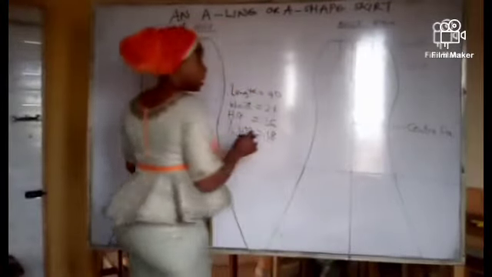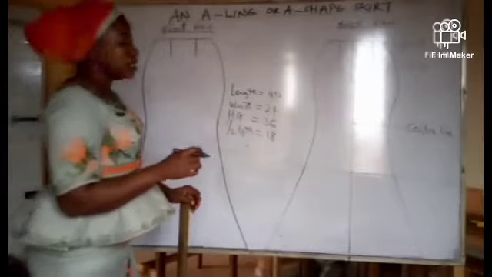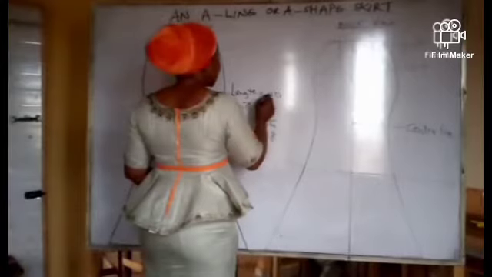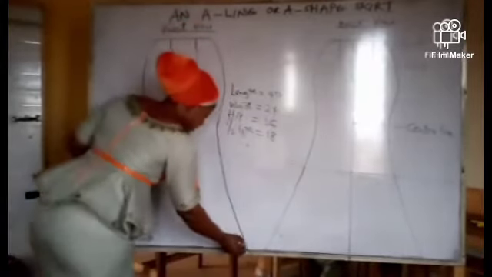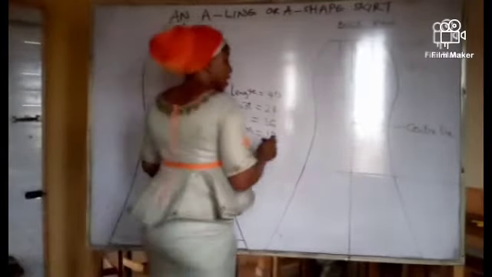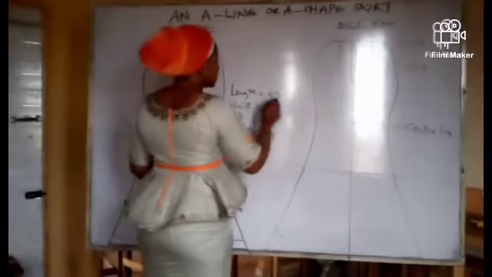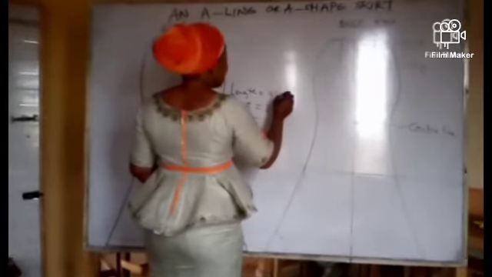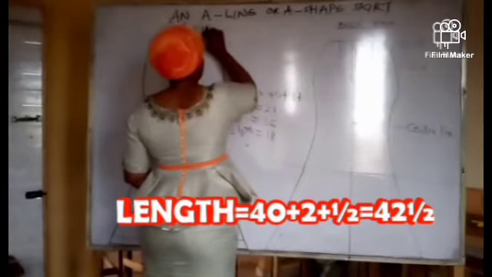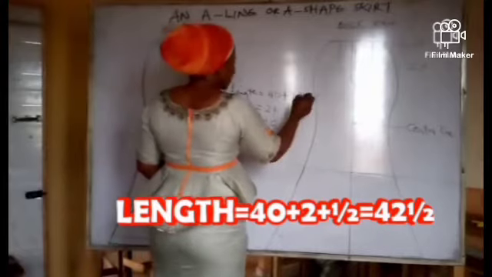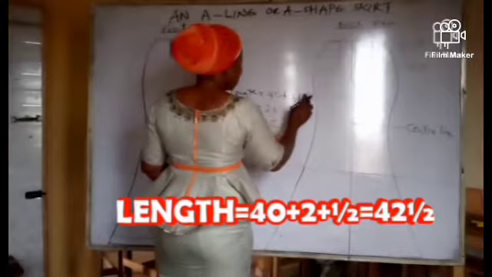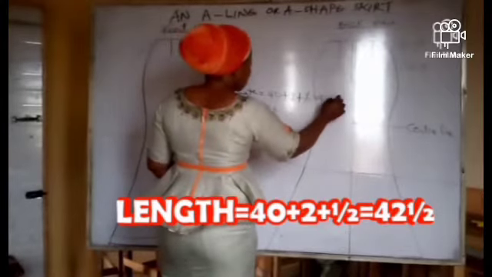How do we calculate it in the process of cutting? If you want to cut, you are going to add sewing allowance to all our measurements. Like this length, for the down, you are going to bend the down of the skirt maybe with 1 or 2 inches. Let us assume I want to bend it down with 2 inches. So you add the 2 inches plus what you want to use to fold it up. Let us assume I want to make use of half. So if you add everything together, 40 plus 2 plus half, it will give us 42 and half.